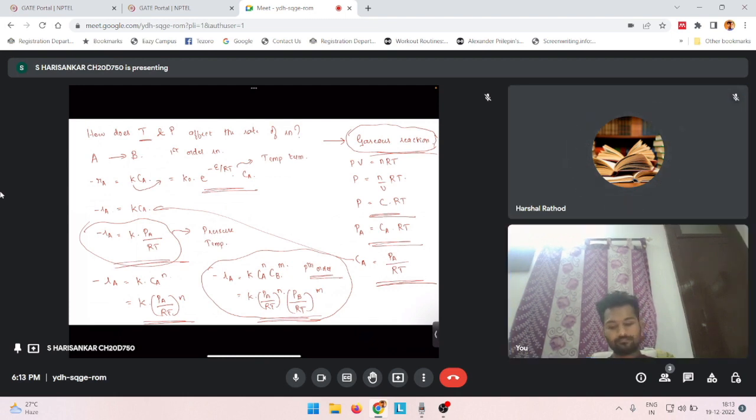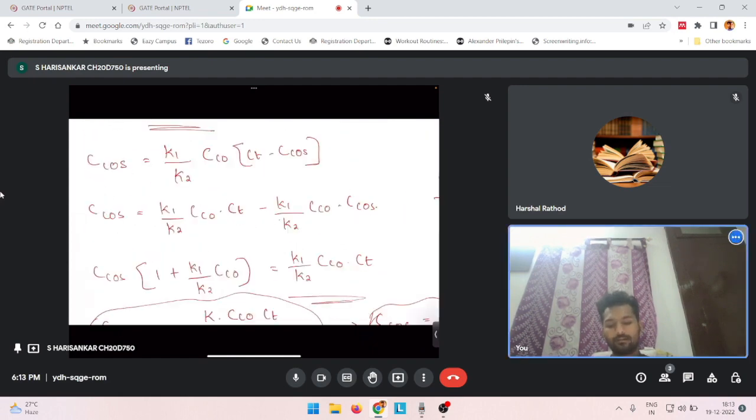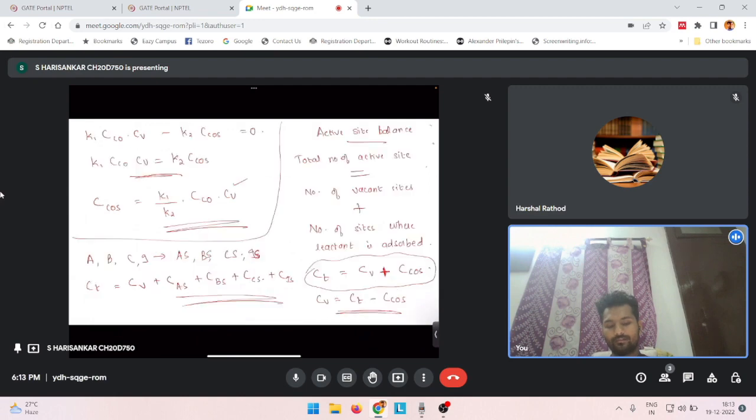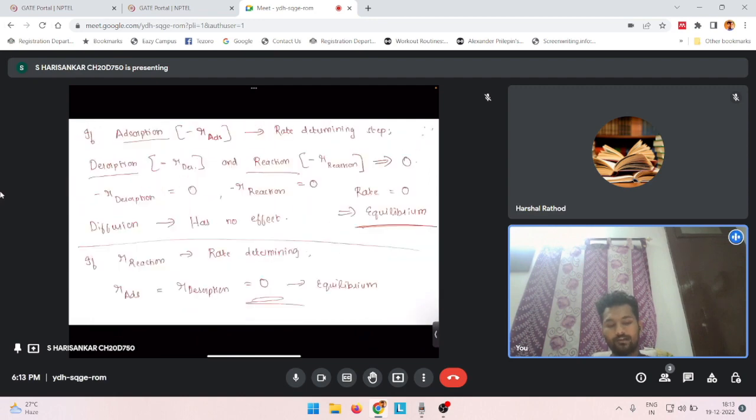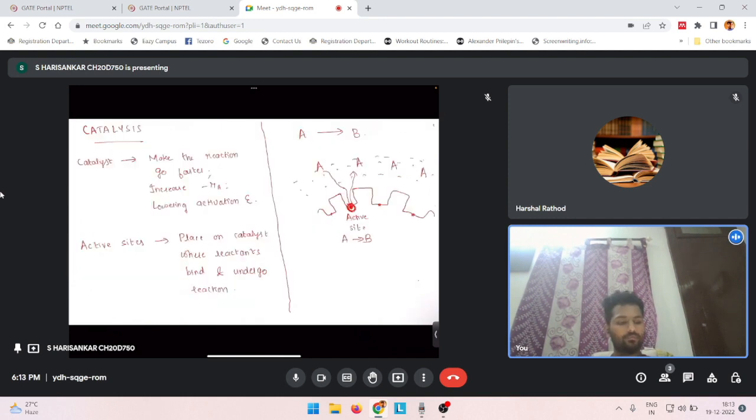Okay, fine. So last class we were looking into catalysis, right? We just started the very basics of catalysis. So we saw what all different steps there are in a catalytic reaction.